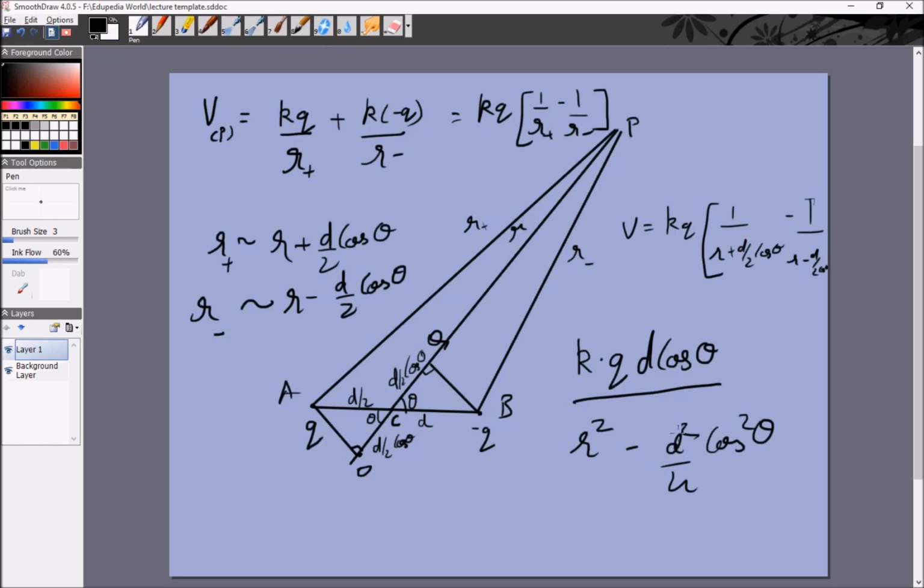Right. Now since d is much smaller than r, we can neglect it in front of this, and the final result we get is V is equal to kQd cos theta by r square.